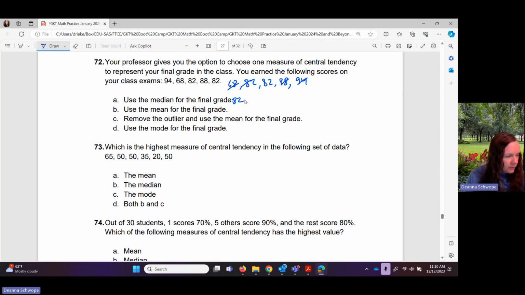The mean, I previously added these up and did it, is 82.5. If I remove that 68, my mean is actually 86.5. And the mode we know is 82. So, like I said, outlier is going to affect the mean.